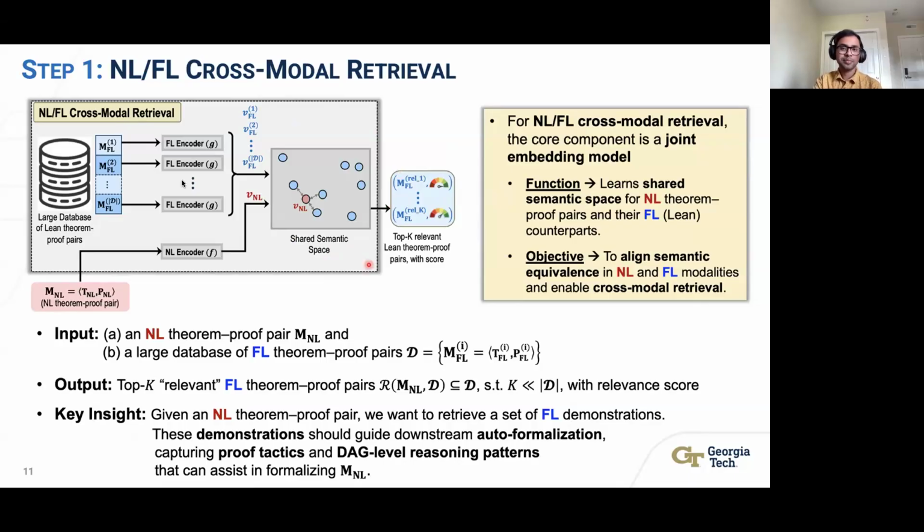in the semantic space. At a high level, the input consists of the natural language theorem proof pair and also a large database of Lean theorem proof pairs. And the model outputs the top K most relevant formal language pairs along with the relevance score, where K is a much smaller value than the total database size. The key insight is that these retrieved formal language demonstrations should serve as guides for the downstream auto-formalization process. They should capture all the reusable proof tactics and the DAG-level reasoning patterns, so that can help the LLM to correctly formalize the natural language into the formal language.